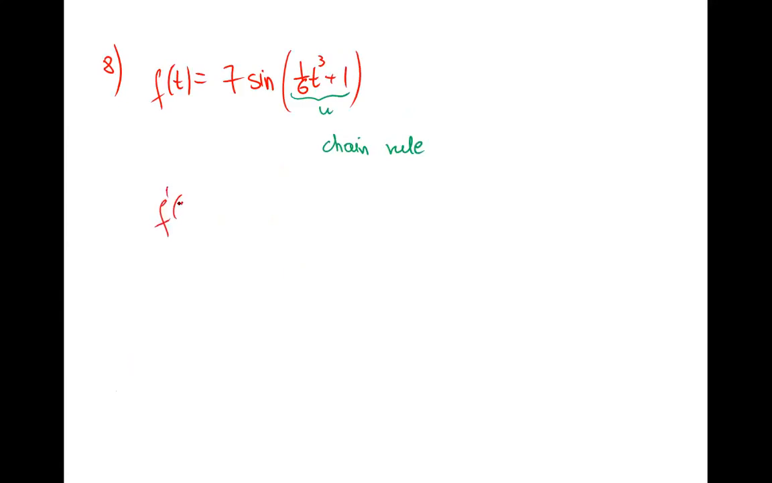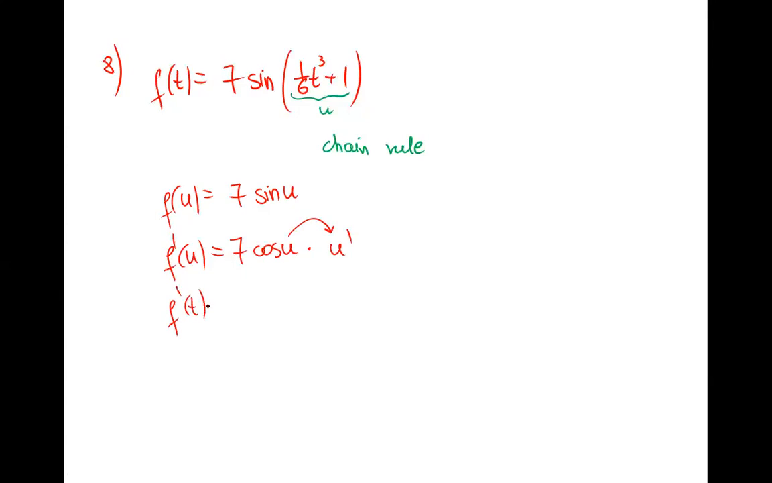Okay, first of all, let's rewrite the function in terms of u. 7 sine of u. So simple. The derivative of 7 sine of u is 7 times the derivative of sine, which is cosine of u, times u prime. That means that's the chain rule.